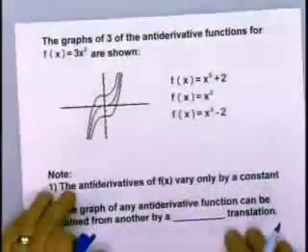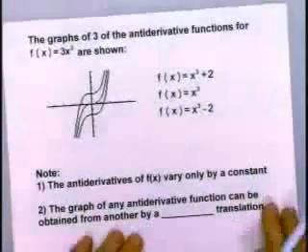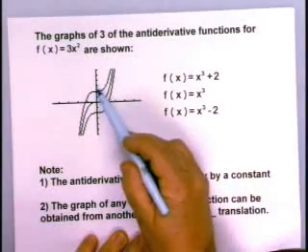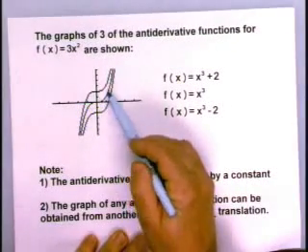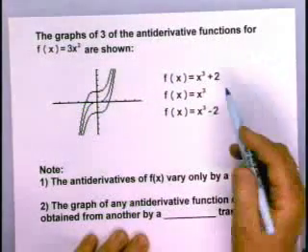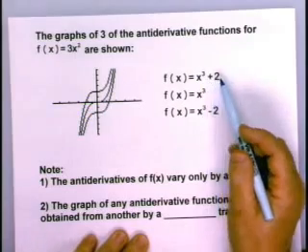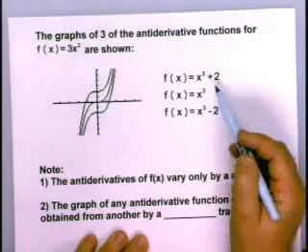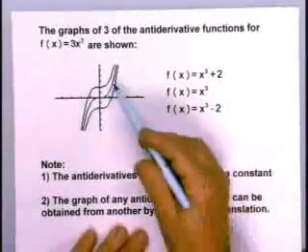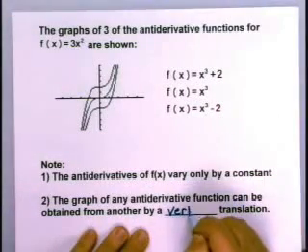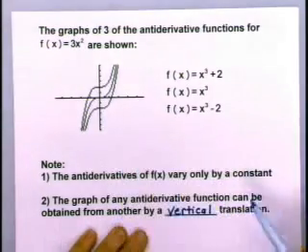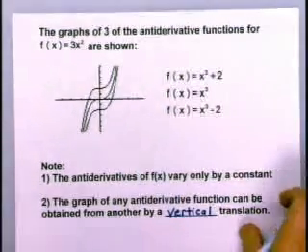The graphs of 3 antiderivative functions of 3x squared are shown. This is the graph of x cubed plus 2, this is x cubed, and the lower graph is x cubed minus 2. Notice that these functions, these antiderivatives, vary only by the constant, and that the graphs are just vertical translations of each other. One graph can be obtained from another by a vertical translation.